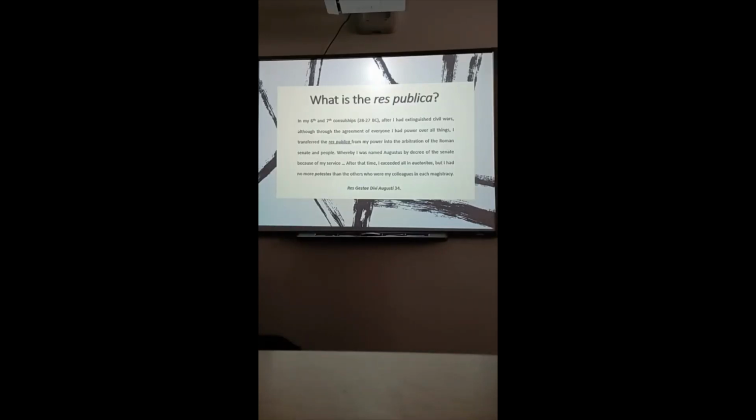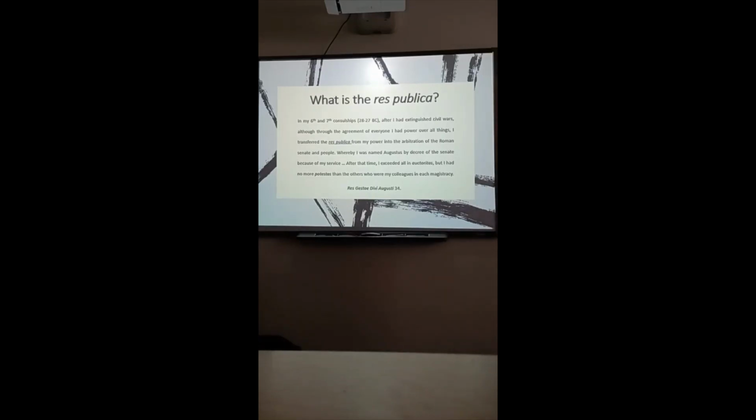the Roman state. We might think about the well-known abbreviation SPQR, Senatus Populusque Romanus, although that might also be an Augustan framing of the state to put emphasis on the Senate. We have some earlier Republican evidence and inscriptions that refer to Populus Senatusque Romanus, putting the people first, but I digress. "Whereby, having done this, I was named Augustus by decree of the Senate because of my service. After that time, I exceeded all in auctoritas, so in authority or influence, but I had no more potestas," and here he's thinking about constitutional power attached to particular magistracies of the Roman state, "no more power than the others who were my colleagues in each magistracy."